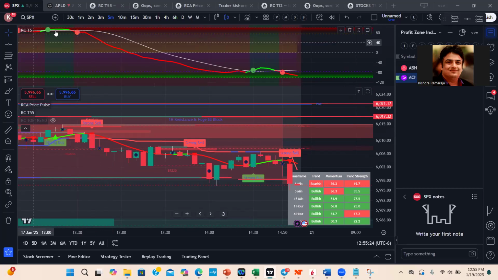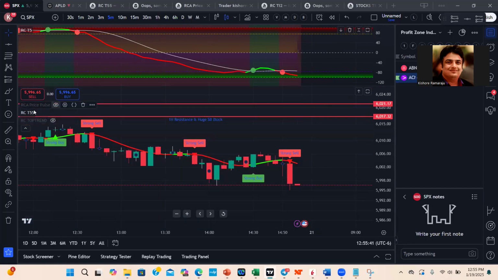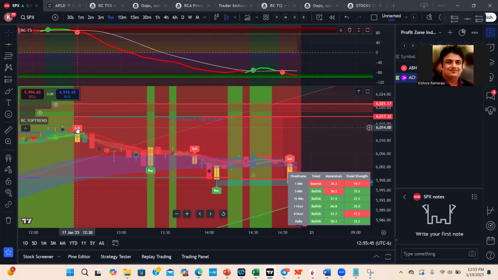It is at the top, it is overbought, and started dropping. You got a strong sell at a premium area. That means there will always be a lot of sellers at the premium area. You can see a big sell order block. You got a strong sell. Now my price pulse is telling it will go down. My T5 is telling it will go down. My T55 is telling it will go down. If my top trend also shows a sell signal.